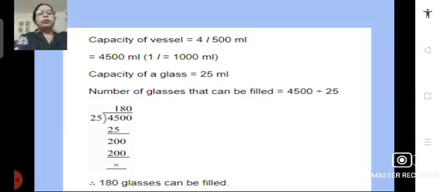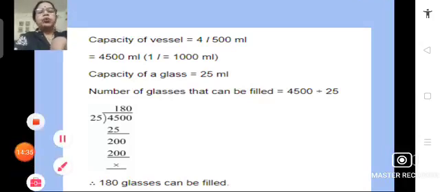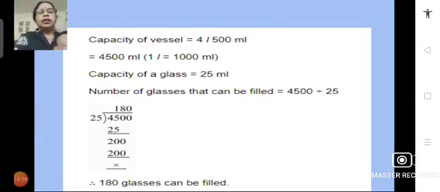Children, problem number 12 is the last problem of exercise 1.2. We end exercise 1.2 here. We will learn about the next topic in our coming session.